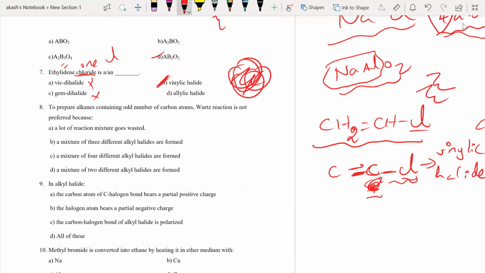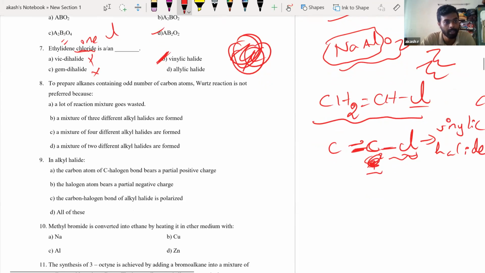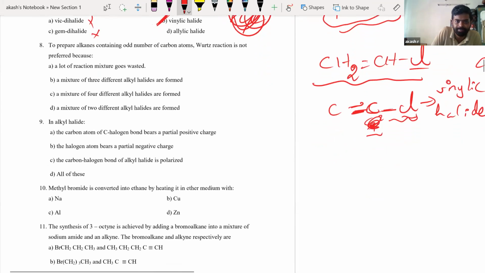Sir, that means it's 1,1-dichloroethane, no, sir? Ethylidene means 1,1. We have 2 Cl in the starting, so we will get 1,1-dichloroethane only, and no double bond will be there, no, sir? Okay. One second. I think what you are saying is correct. But anyways, at the end of this class, I'll clarify this. Okay, fine. Moving on to the next question.